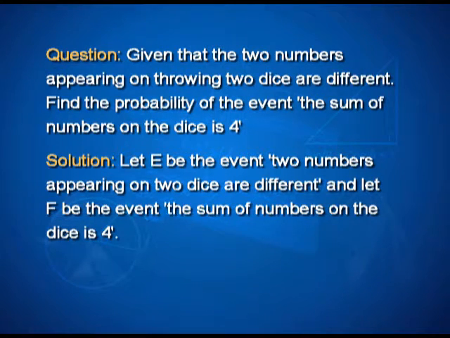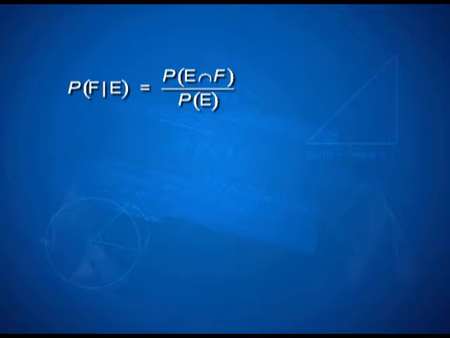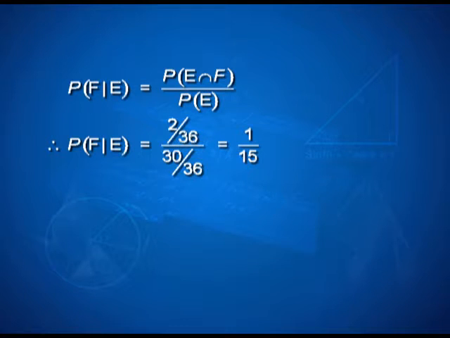E, non-doublets, 30 such cases. So the number of elements in set E would be 30. F, as I represent in the roster form, sum of numbers on dice is 4. There are only 3 possible outcomes. Out of these 3, how many would happen if E is known to have occurred? Obviously just 2: (1,3), (3,1). And therefore, the probability of F given that E has occurred can be written as probability of E and F divided by probability of E, which is same as, there are two elements which are common. So, 2 by 36 divided by 30 by 36 and therefore 1 by 15.